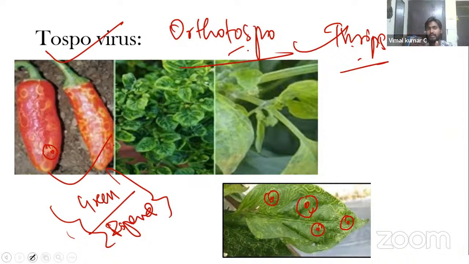If it is a whitefly, I can tell you to go for any other kind of insecticide, like acephate or whatever. So for each pathogen and each insect, we will have a specification, right? The same thing will apply for the particular disease also. So like this, you should know.